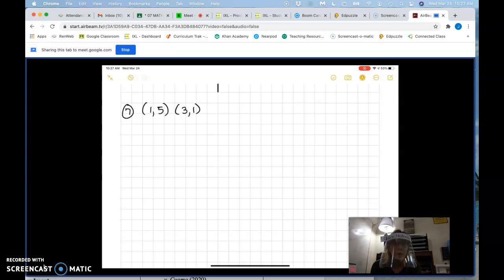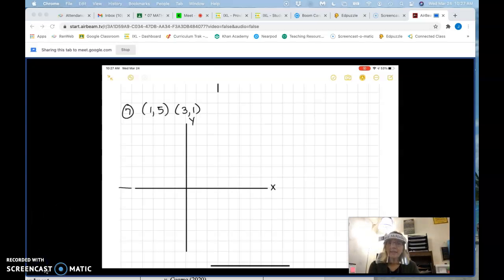I don't know. How am I supposed to find the distance between these 2 points? What do you think I can do? So the winner is draw a graph. That's going to help us figure out the distance between these 2 points. So I drew my graph. Now I'm going to plot the points. So I have 1 and 5.